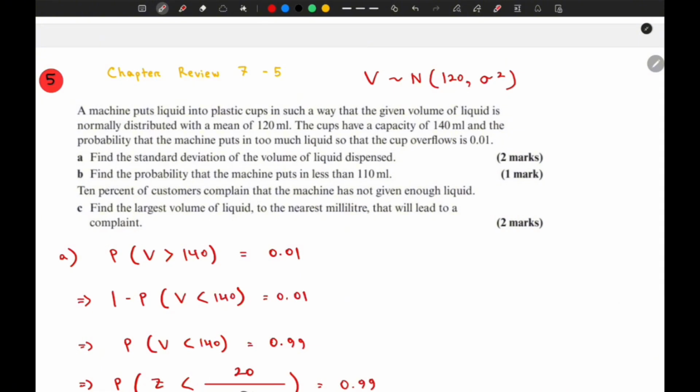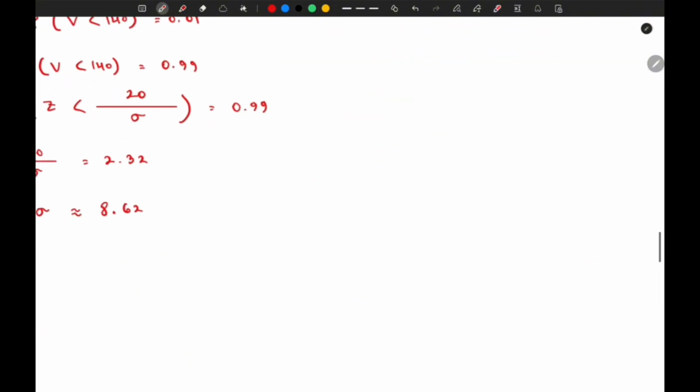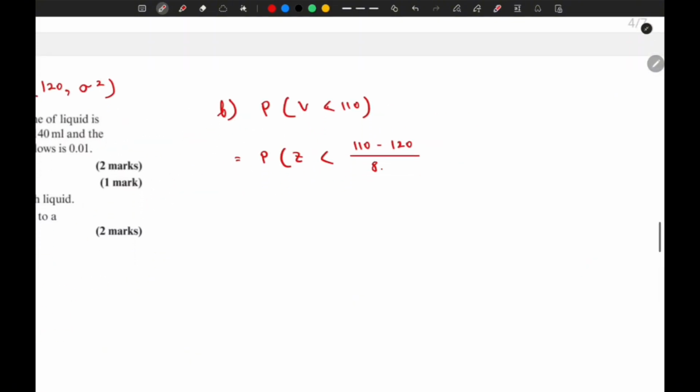Now in the second part, we need to find the probability that the machine puts in less than 110 milliliters. So basically we need to find the probability for the volume to be less than 110. First of all, we need to convert this value into Z. So the probability of Z is less than 110 minus the mean, divided by the standard deviation, which is 8.62. So this gives us a value of negative 1.16.